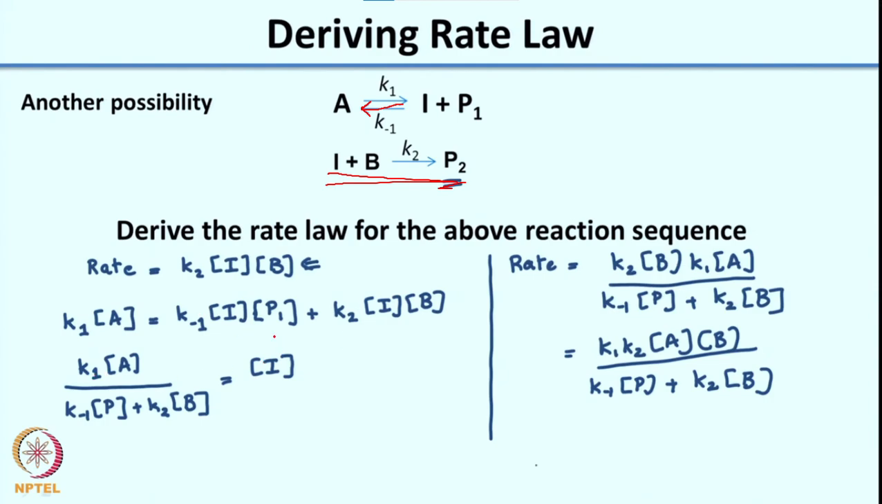Okay. Then from this equation, we will get the value of I. Then we will substitute this value in our rate equation. So the rate equation will become K2 concentration of B, K1 concentration of A divided by K minus 1 concentration of P1 plus K2 concentration of B. So as you can see, in the denominator we have these two species also. That means we cannot write it here as K observed. So this is the rate equation for this type of reaction. This is the final rate equation. Okay.